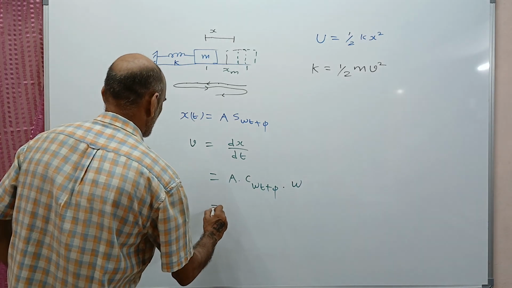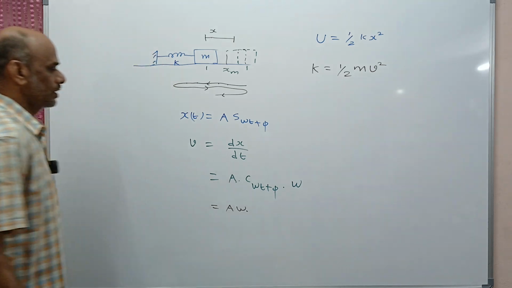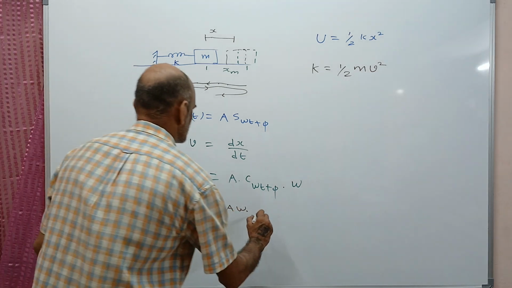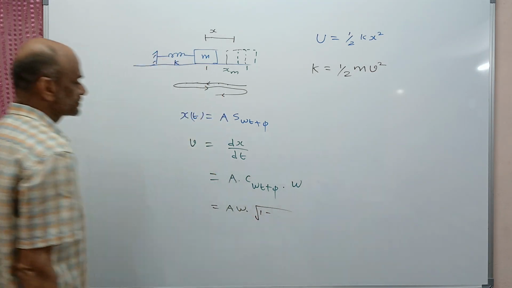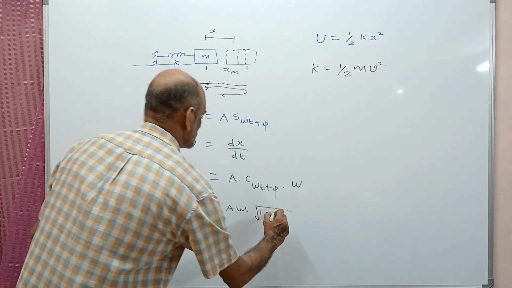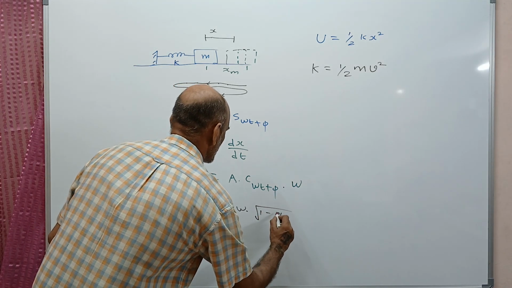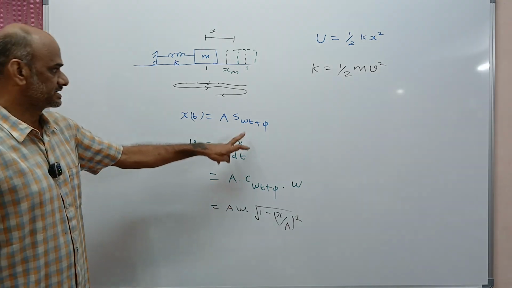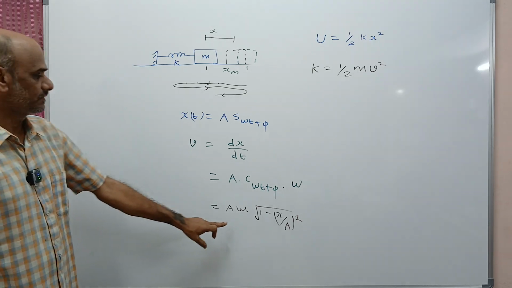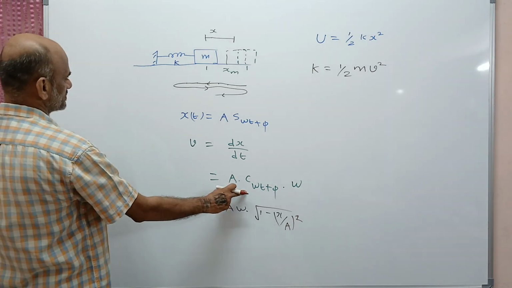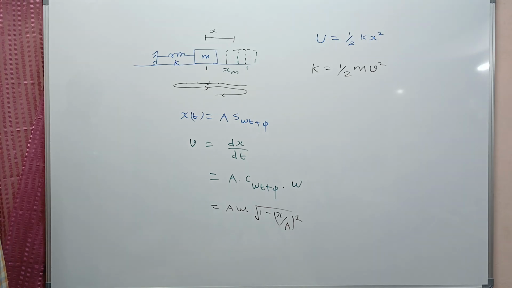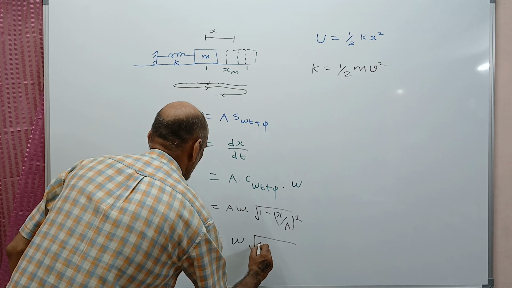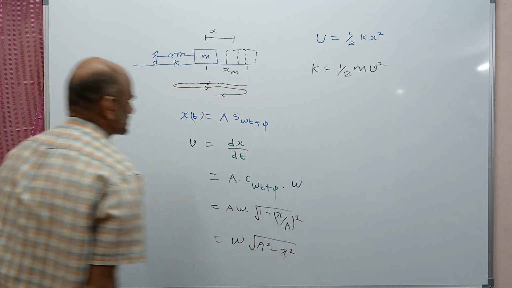So this can be written as a omega, and cos is nothing but square root of 1 minus sine square, because sine square plus cos square is 1. So this cos I can write as square root of 1 minus sine square, and sine is x by a. So x by a whole square. Cos is square root of 1 minus sine square, and sine I can get from here. So here I got the velocity in terms of x. This is velocity in terms of time. Instead of time, I can have the variable as x. So this can be rewritten as omega into square root of a square minus x square.